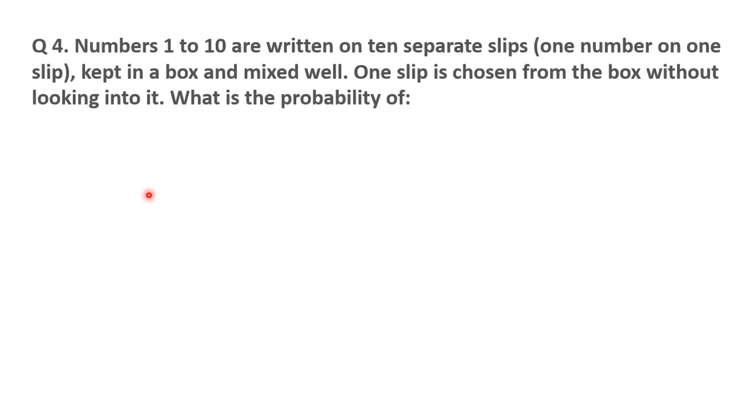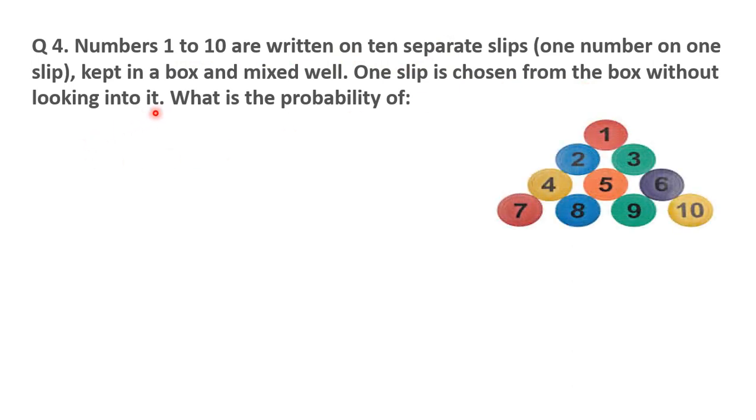The next, question number 4, says numbers 1 to 10 are written on 10 separate slips, one number on one slip, kept in a box and mixed well. One slip is chosen from the box without looking into it. What is the probability of? So first, slips are mixed in a box and numbers 1 to 10 are written on the slips. So there are 10 total slips in the box.